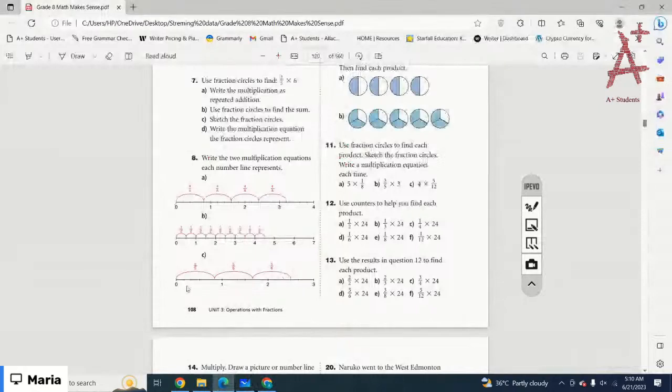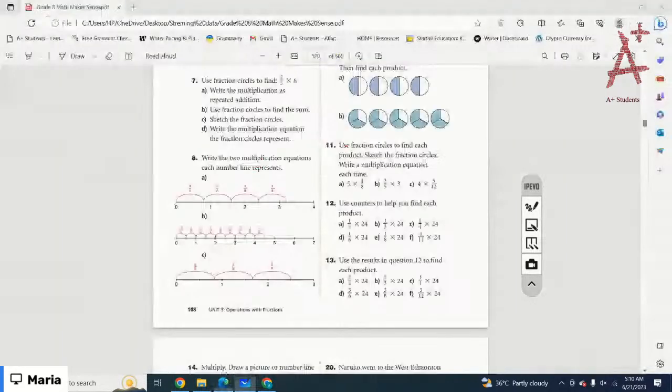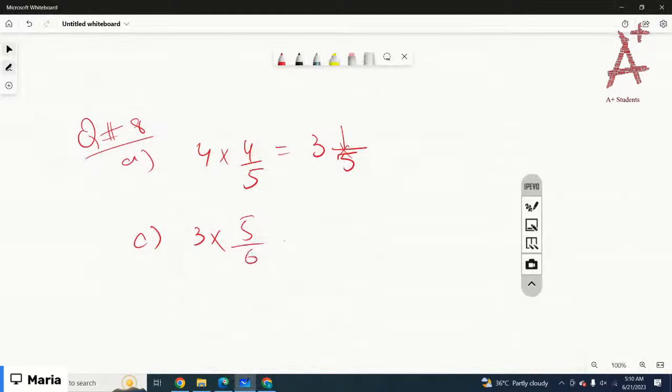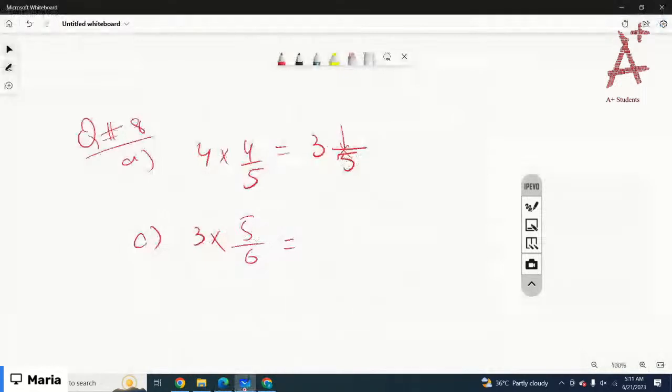Look at the third C part. You move forward 5 by 6 each time. How many times did you move? 1, 2, 3. So you can write it as 3 times 5 over 6. And you are here. 2 is the whole number, and 1, 2, 3. It would be 2 times 3 over 6. It would be 2 whole 3 over 6. Got it? 2 whole 3 over 6 it is.